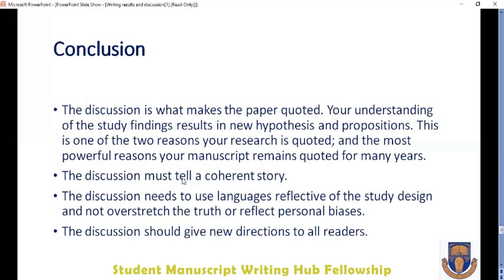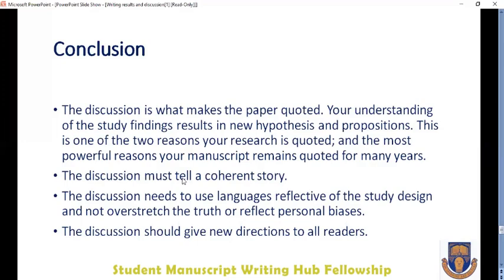In conclusion, discussion is what makes your paper quoted. So if your paper will be quoted, it is the quality of your discussion that will determine how well quoted your paper will be. Your understanding of the study findings results in new hypotheses and propositions. This is one of the two reasons your research is quoted, and the most powerful reason your manuscript remains quoted for many years. If you go to seminal papers, you see them being quoted 100 times, 1,000 times, because of the quality of discussion that has been done.